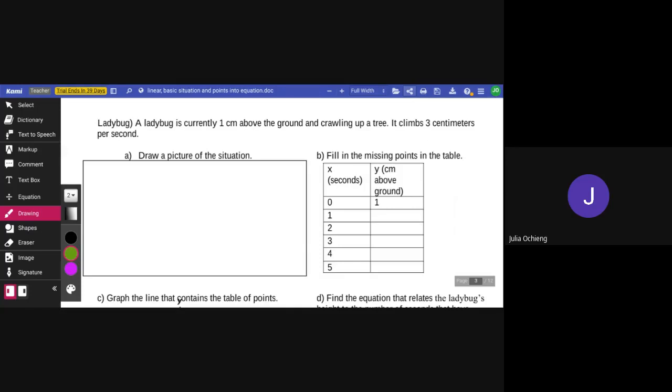Well, this is going to be helped by my table because at the table it says that at 0 seconds, the ladybug is 1 centimeter above the ground, which matches what it says right here. The ladybug is currently 1 centimeter above the ground, meaning at the start, we started at 1 centimeter. That's what it's saying, okay? And it's going up 3 centimeters for every 1 second. So I'm going to draw the ground. Here's my little grass. And then here's my tree.